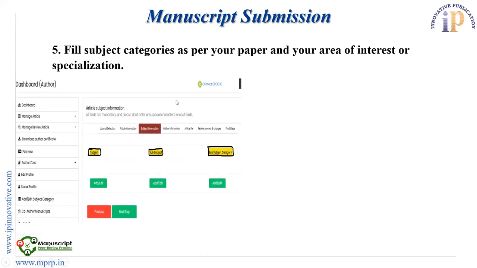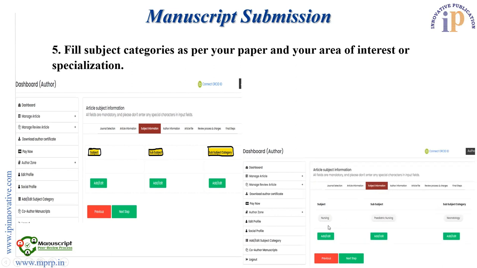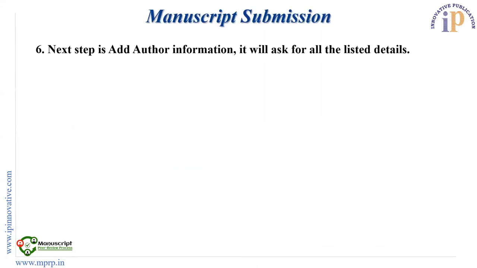Then step five, fill subject categories as per your paper and your area of interest or specialization. So the next step after article information is subject information. It will ask for three subject categories. Number one is main subject category, number two is sub subject category, and then a sub subject category again. In this image, I have chosen the subject nursing, and in nursing I have chosen the sub subject pediatric nursing, whereas in pediatric nursing my main paper's topic might be neonatology. So these are three kinds of categories that an author should choose as per their area of interest and their paper.